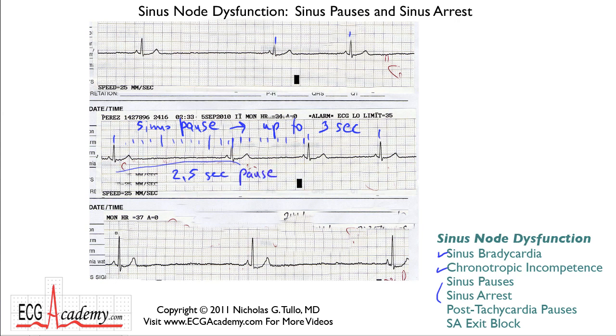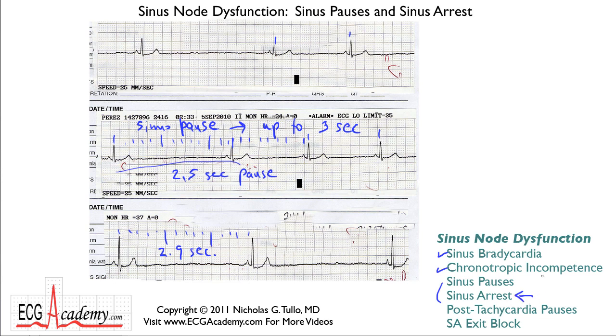These are almost 3 seconds. So 1, 2, 3, 4, 5. 1, 2, 3, 4, 5. 1, 2, 3, 4. And look at that. So it's not quite 3 seconds. It's 2.9 seconds. That's a 2.9 second pause right there. Okay, but pauses basically we see up to 3 seconds. If it's over 3 seconds, then that's what we refer to as sinus arrest.